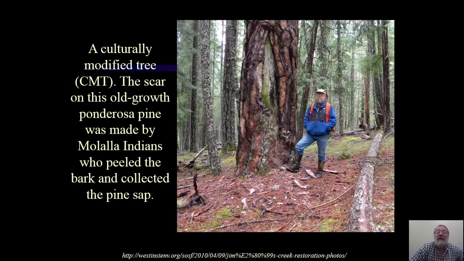Here's a tree in Oregon that was peeled by the Molalla Indians. These are called culturally modified trees, and they're distinguished by having a scar in the bark that's up around head level. Scars from fires usually form right where the leaf litter comes up against the bottom of the tree. So if you've got a scar up higher, it's probably a peel tree.